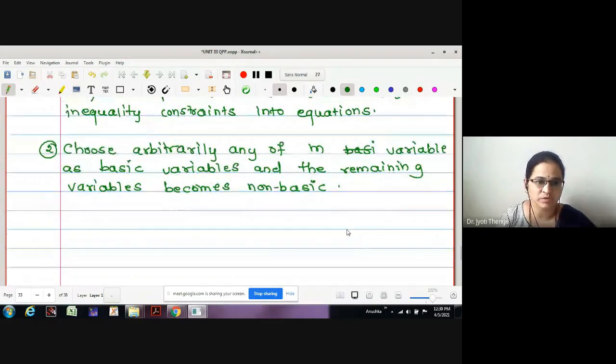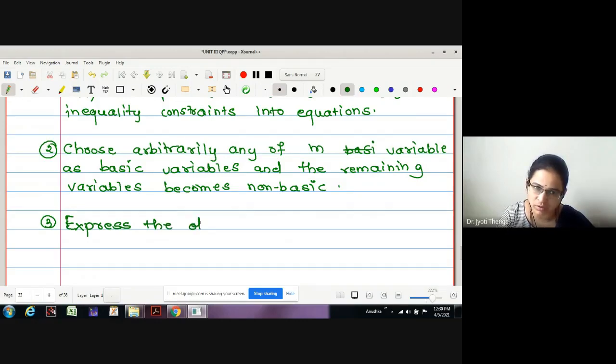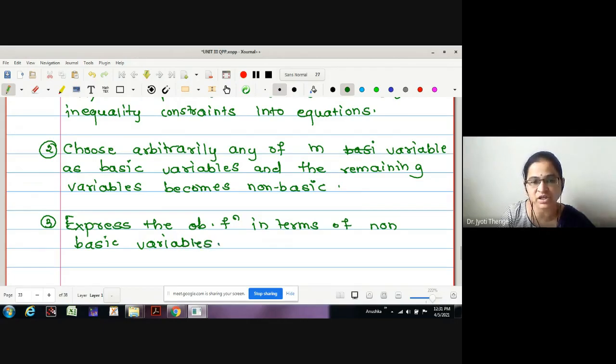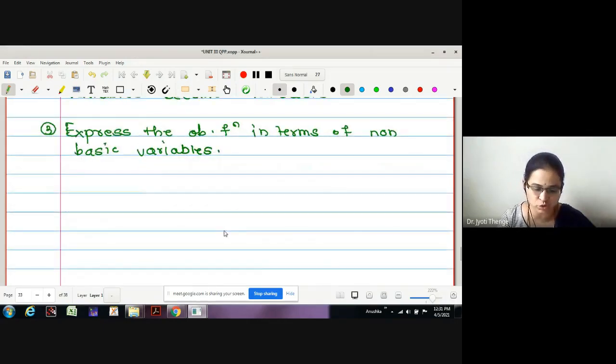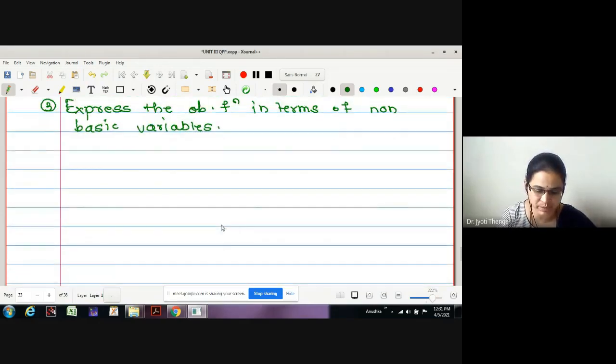Now what are we going to do in the third step? In the third step, we will express the objective function in terms of non-basic variables only. While doing this, we sometimes have to use the constraint equations to convert the basic variables into non-basic variables. That we will try to understand while solving the examples itself.